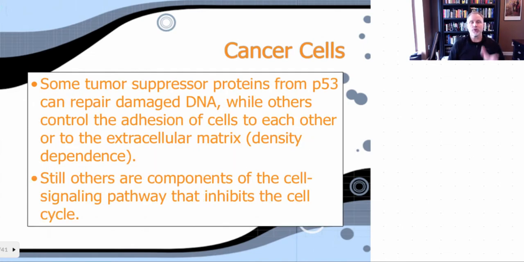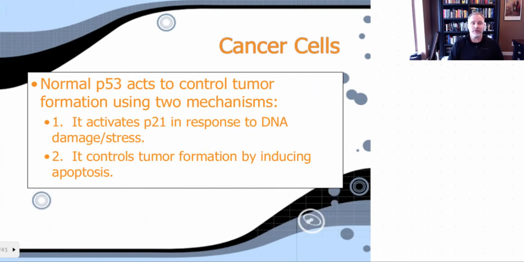Okay, so some tumor suppressor proteins from P53 can repair the damaged DNA. Others control the adhesion of the cells to one another, that control this idea of density-dependent inhibition that we were talking about. And yet other types of these components can have an effect on the cell cycle signaling pathway. So P53 does a number of different types of things. And what normal P53 does is it acts to control the tumor formation using two main mechanisms. It's going to activate P21, which we talked about in the last section, in response to any damage to DNA.